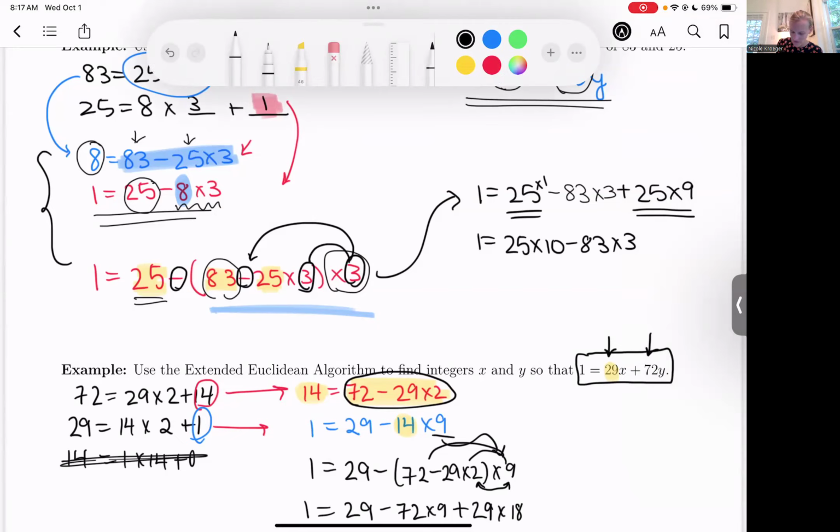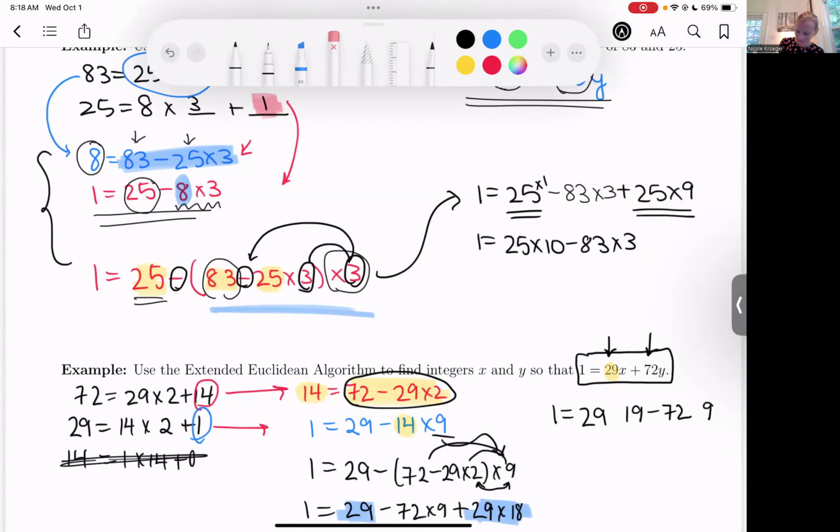Okay, and my last step is just to combine the like terms. So this term has a 29 and this term has a 29. So I have 1 29 and then 18 29s being added together. So that's going to give me 19 29s. So I'm going to have 29 times 19 minus 72 times 9. Okay. So this is exactly what we wanted.